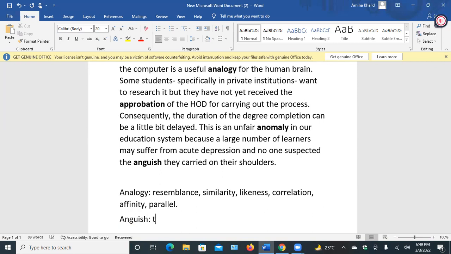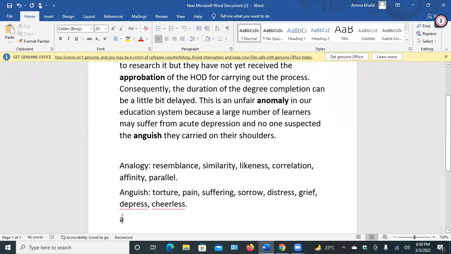It means torture, pain, suffering, sorrow, distress, grief, depress, cheerless. The third word is anomaly.